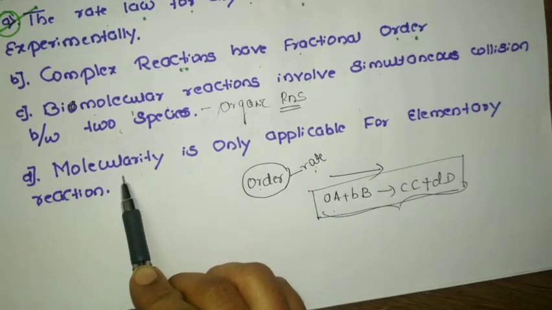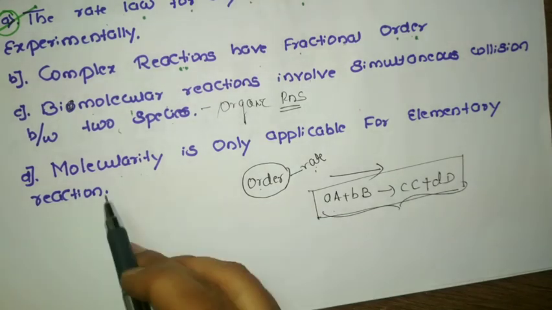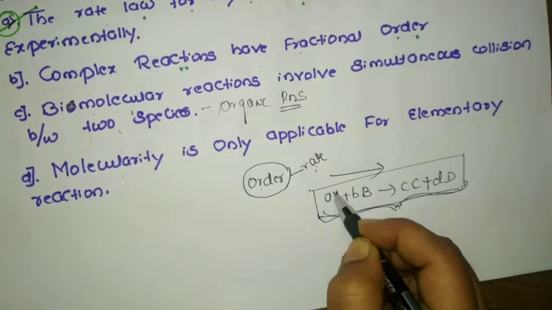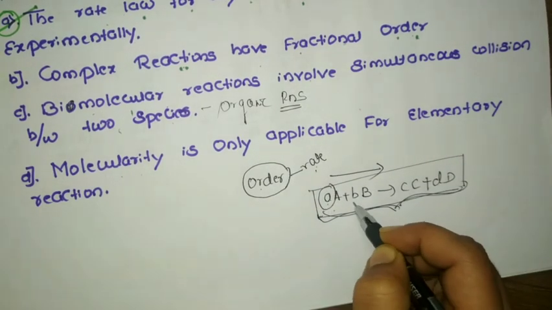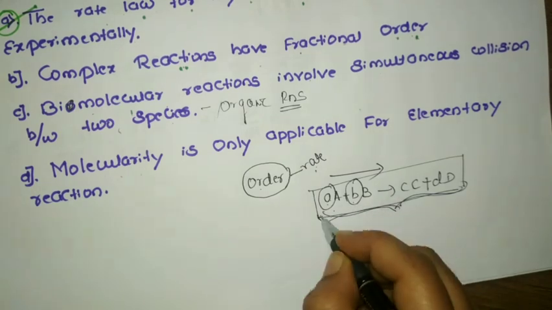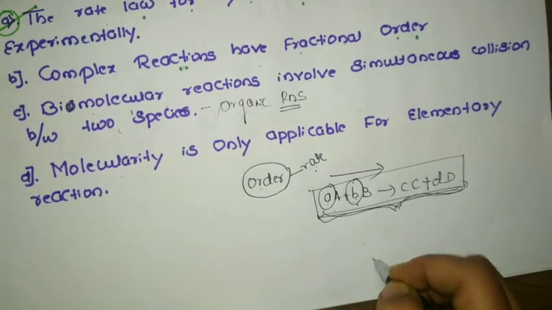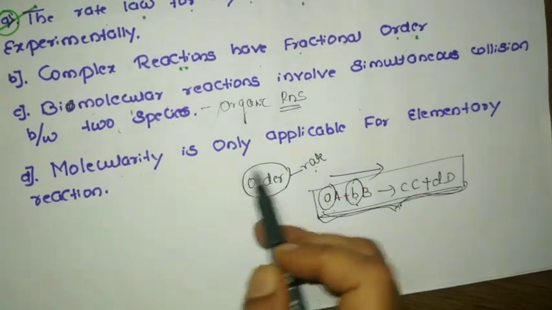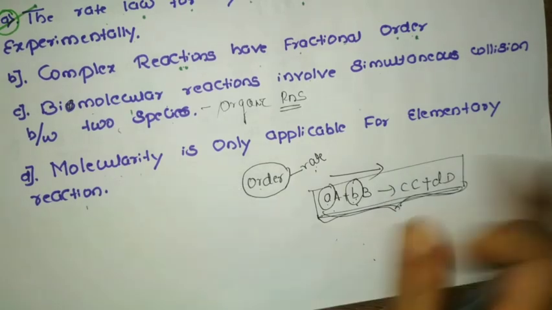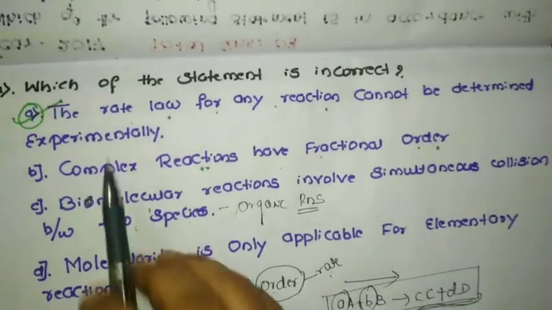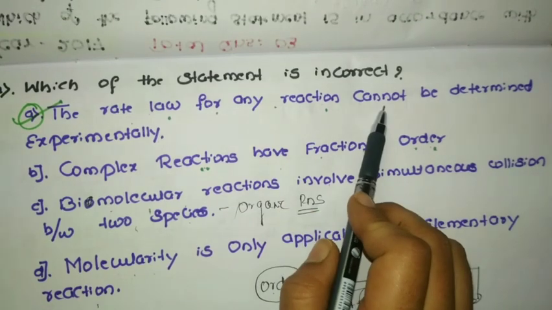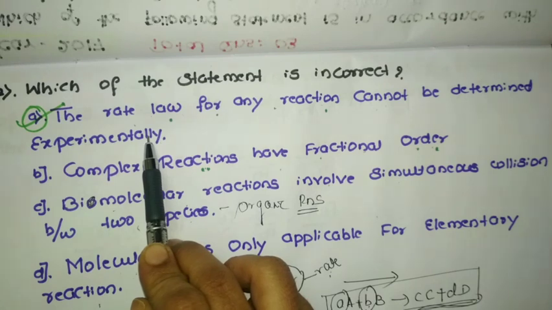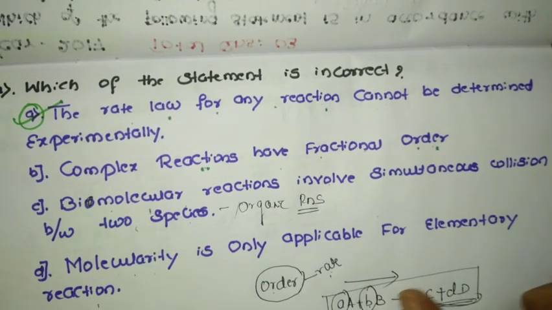What do you mean by molecularity here? The reacting species or the molecules that are taking part in a reaction. If it is a single step, I can find out how many moles of A are reacting and how many moles of B are reacting. If the same reaction takes place in multiple steps, it is difficult to find out the molecularity of that complex reaction. So the statement that molecularity is only applicable for the elementary reaction is correct. The only incorrect statement is that the rate law for any reaction cannot be determined experimentally, but it can be determined by the experimental method.